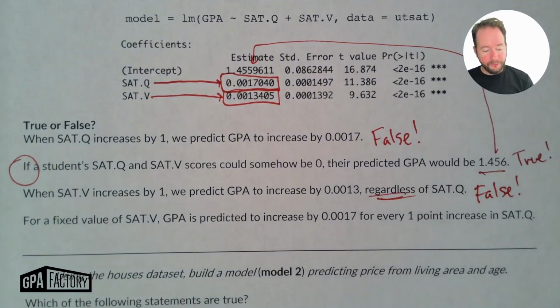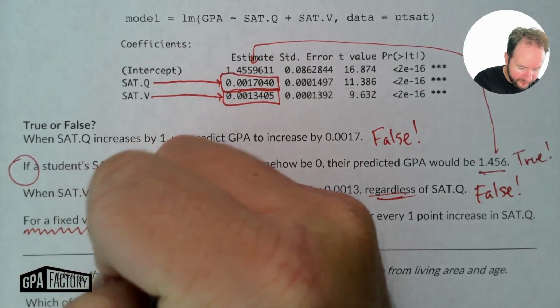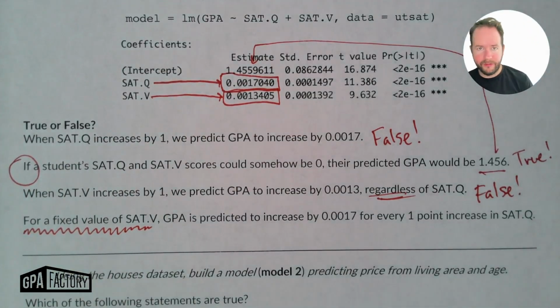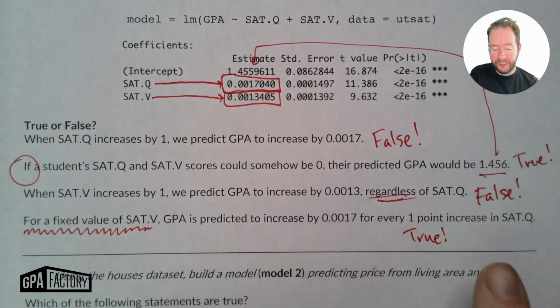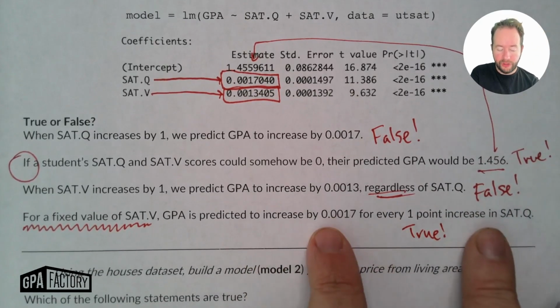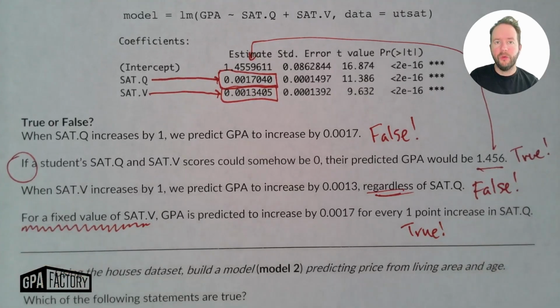Last one. For a fixed value of SATV, there's what we're looking for. This guy is what I've been missing all along. For a fixed value of SATV, GPA is predicted to increase by 0.0017 for every 1 point increase in SAT math. That is true. We finally have a correct interpretation of the slope coefficient with this correct number here, but then we made sure to say something like while holding SAT verbal constant.